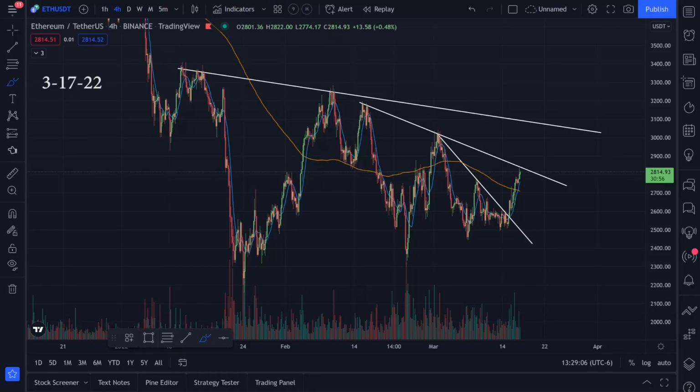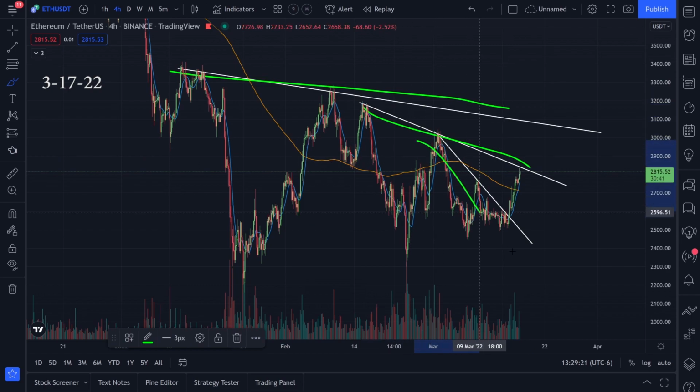Let's take a look at the chart action for Ethereum. Okay, so here's what I've been looking at on the Ethereum chart. I've been basically watching the resistances. We have resistance, resistance, resistance, resistance, and resistance. So I was watching these three trend lines right here, and right here.